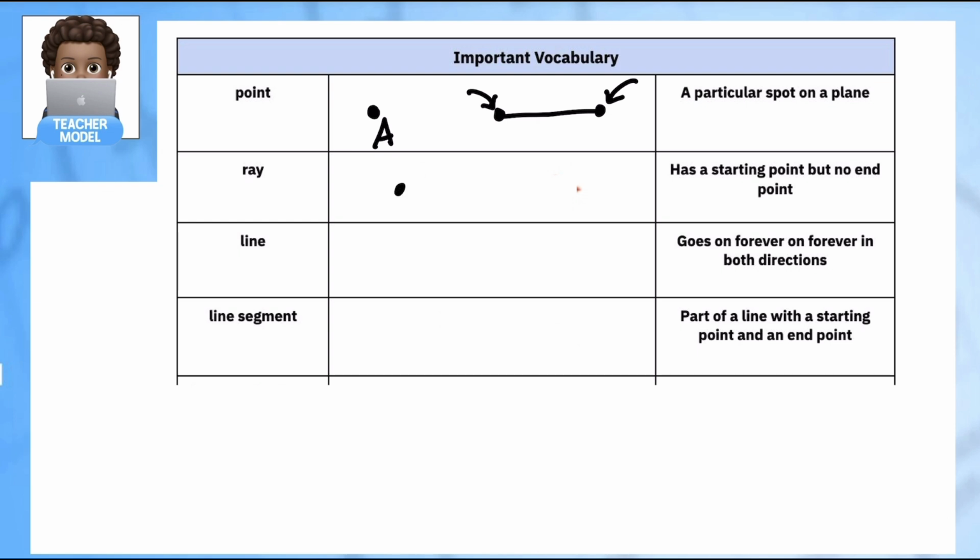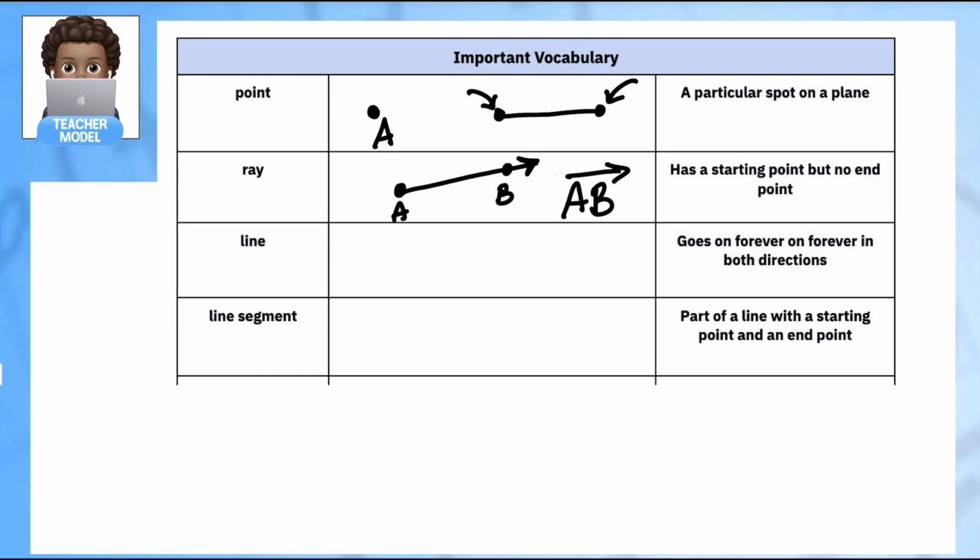A ray is a point and then a line that goes on forever. So you would literally see a starting point and then a line that goes forever. So kind of like start, run, but that's a ray. And it might have some letters in it, then I might call this from A to B. This is ray AB. So notice my arrow goes from the starting to the next point.